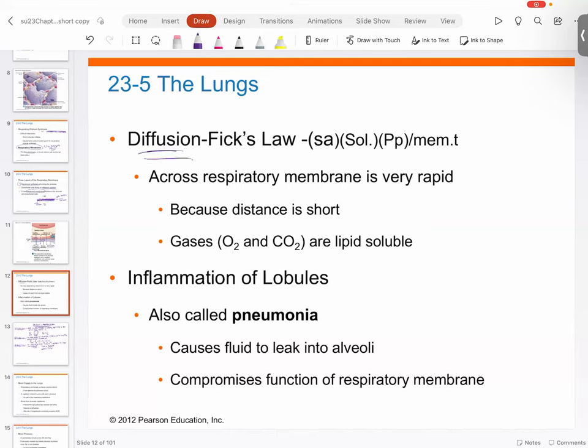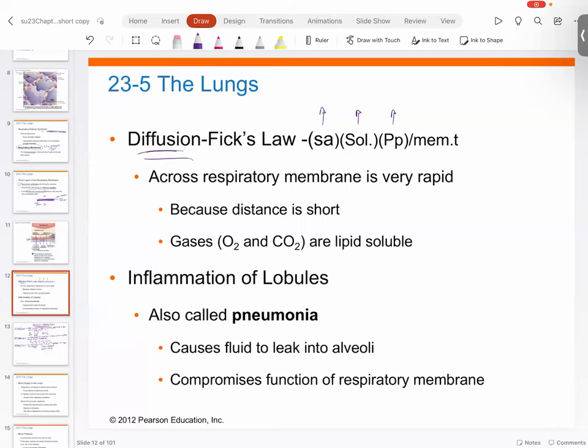It's called Fick's law. And what Fick's law basically does is it takes all the parameters of diffusion and puts them in an equation. That is to say that diffusion is directly proportional to the surface area that you're diffusing across. More surface area, the more diffusion you get. It's also directly proportional to the solubility of the gas. Hello, Henry's law, right? The more soluble you are, the more diffusional you are. And it's also directly proportional to the partial pressure of the gas itself. Hello, Dalton's law. So if you have a high partial pressure and high solubility, then you have high diffusion. So these are all things that will increase diffusion.